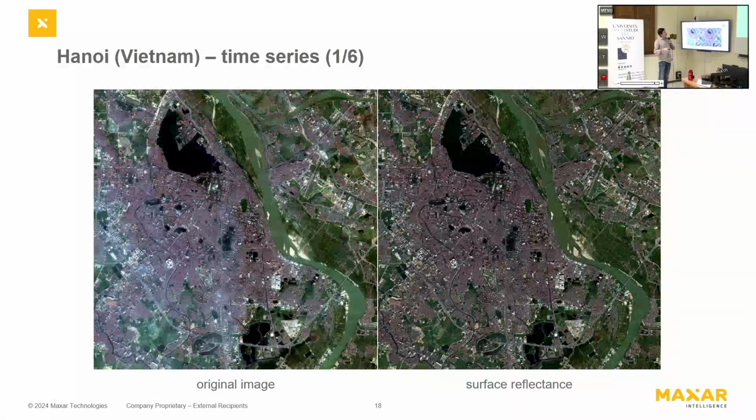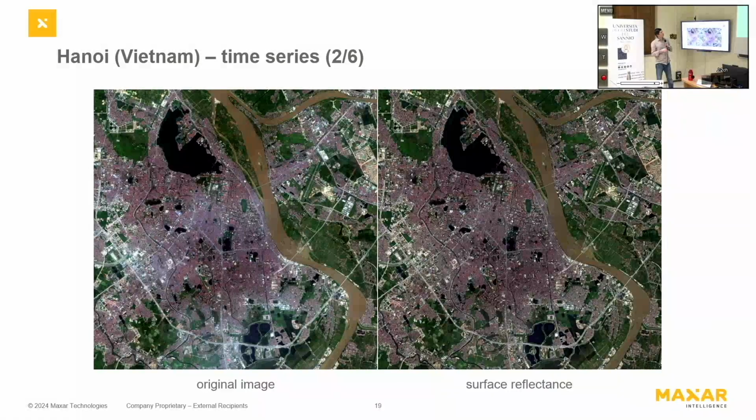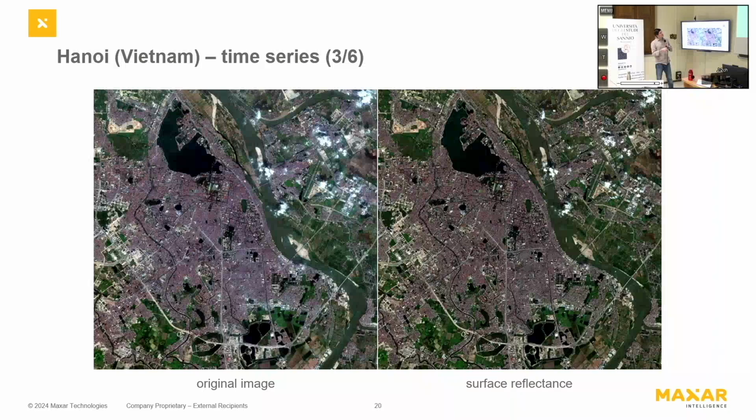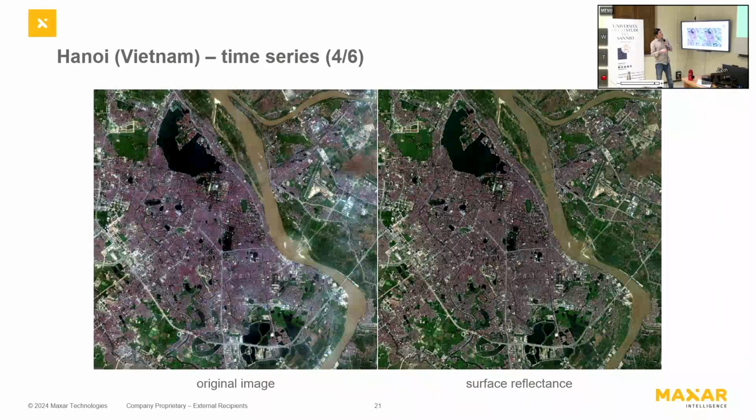This is a time series over Hanoi in Vietnam. There is generally a lot of atmosphere in this region. And you can see here the signal is a lot more stable than over here. Like here, for example, there is some atmosphere.